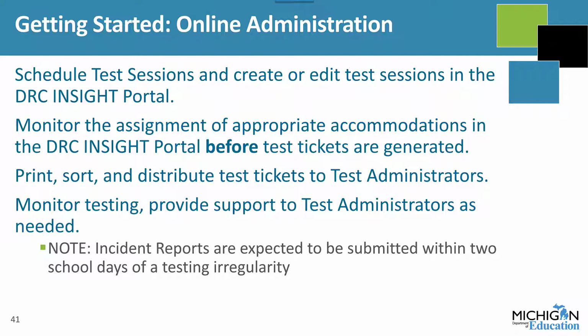For detailed directions on assigning designated supports and accommodations in the DRC Insight portal, go to the DRC Insight portal user guide that is available on the DRC Insight portal website. Select the link in the second bullet point, Documents and Training Materials, and then select Show Documents to search documents.